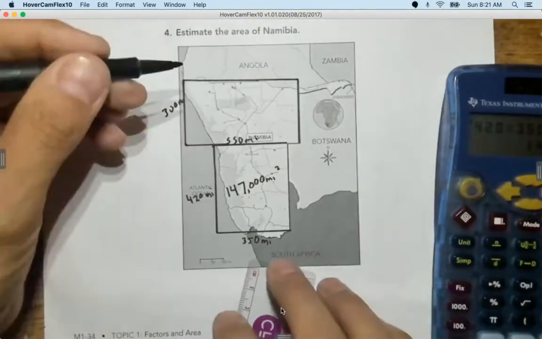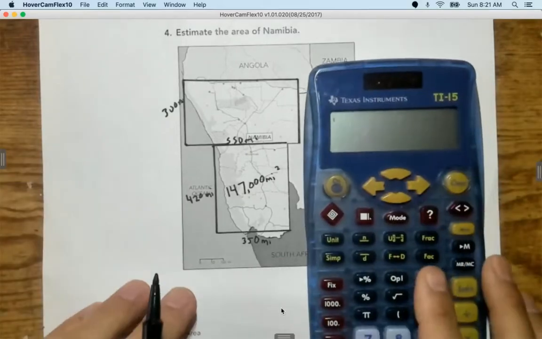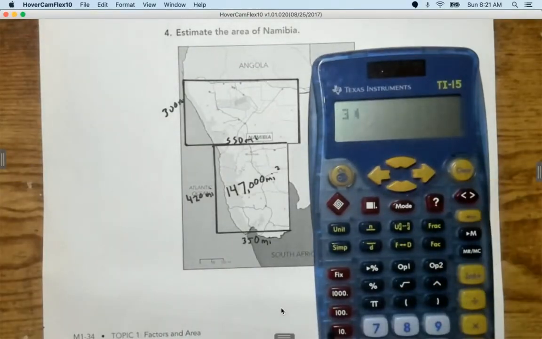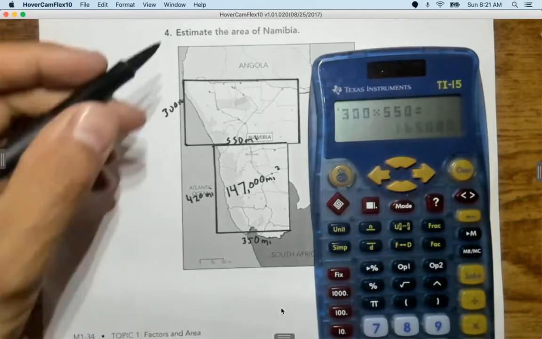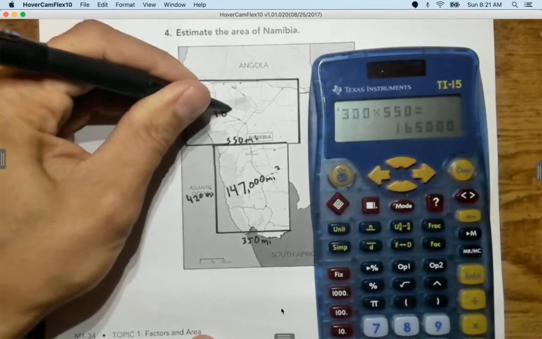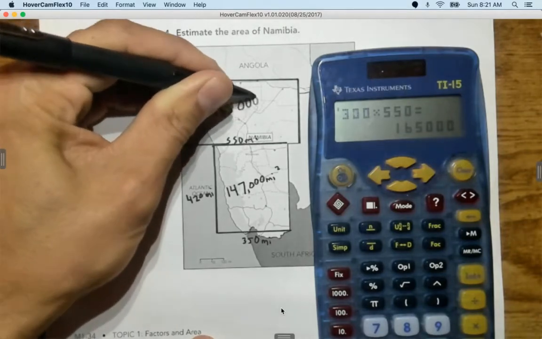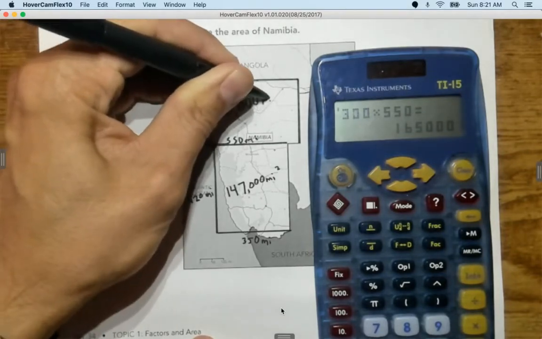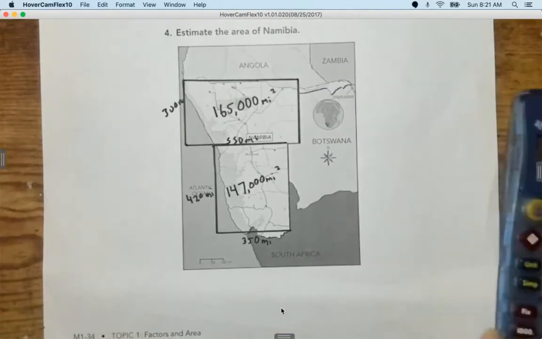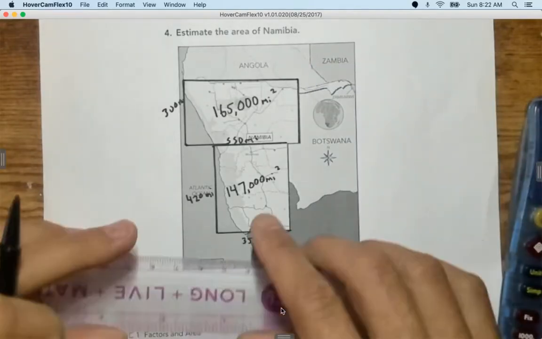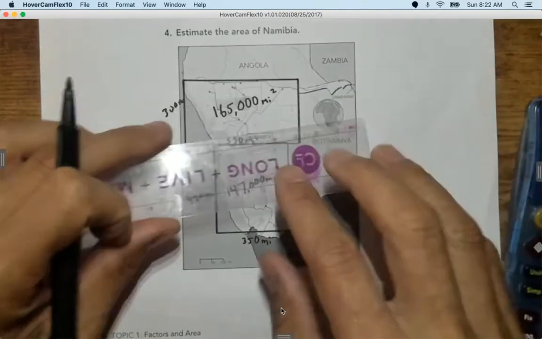And so this would be then 300 times 550 to give me 165,000 miles squared. Okay. Then I would see that we have this little part right here.